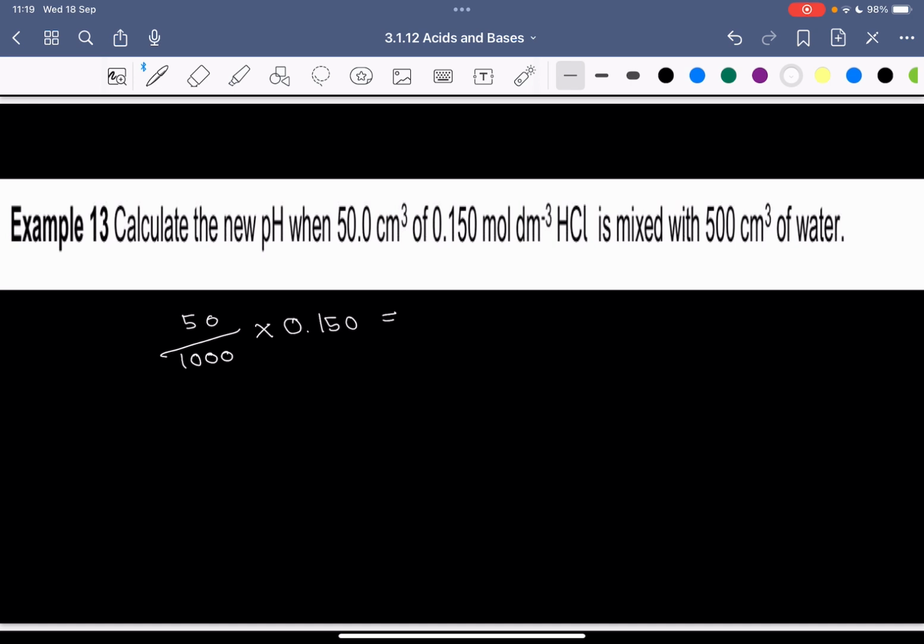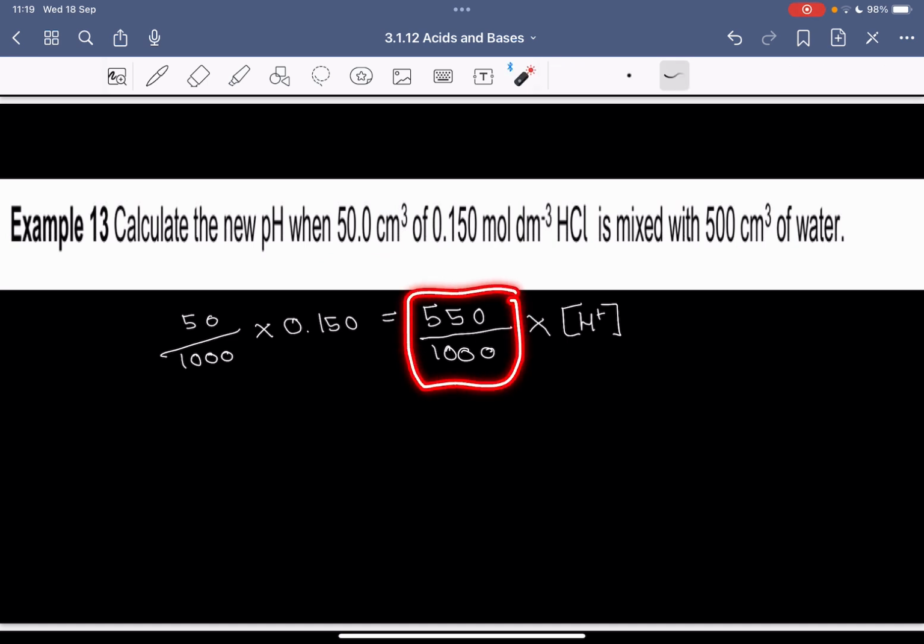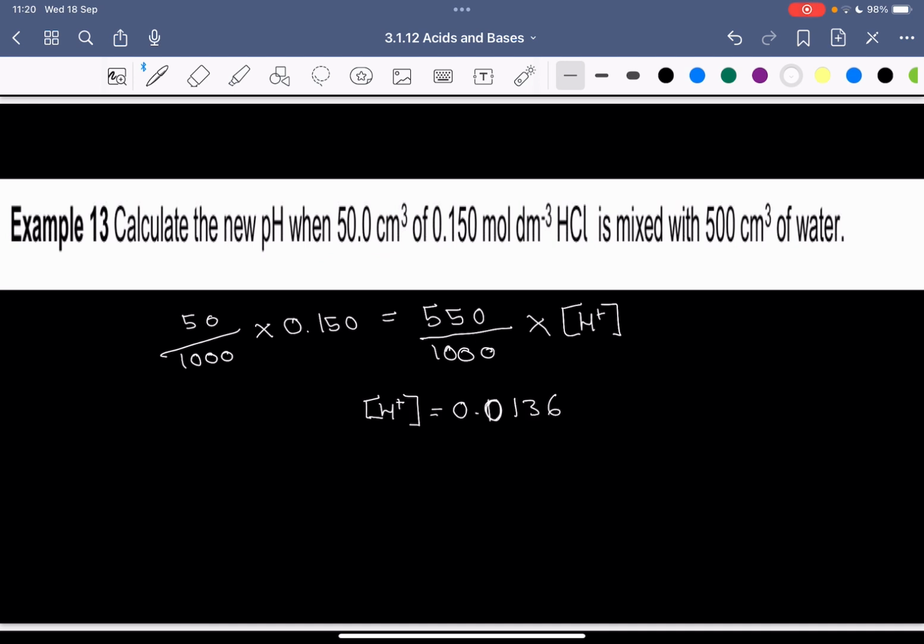So my new total volume is 50 plus 500. So 550 divided by 1,000 to get it in terms of decimeters cubed. And then times by the concentration. And we don't know the concentration, so I'm just going to write H plus. Okay, so this is the new concentration. So we've got our new volume in decimeters cubed and our new concentration of H plus. And that gets us this. And now minus log this answer to get pH.